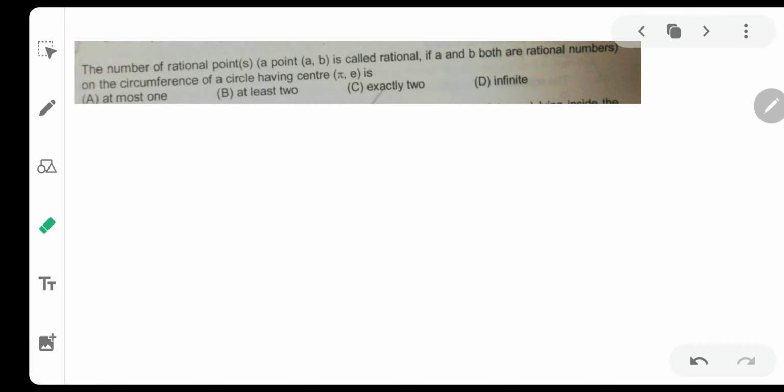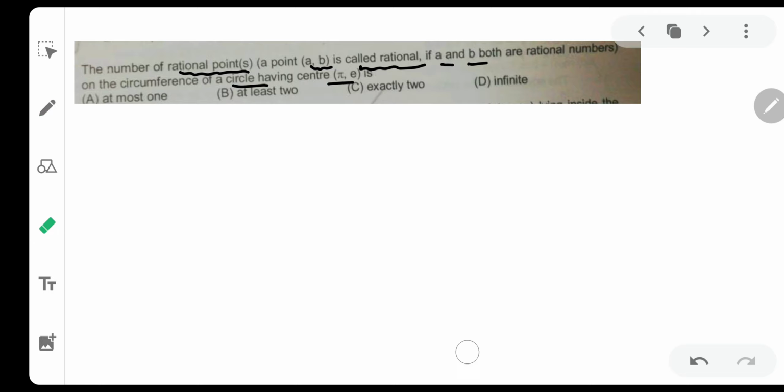Now today one of our students has asked us this very interesting question. The question is the number of rational points. A point (a, b) is called rational if a and b both are rational numbers, which lie on the circumference of a circle having center at (pi, e).